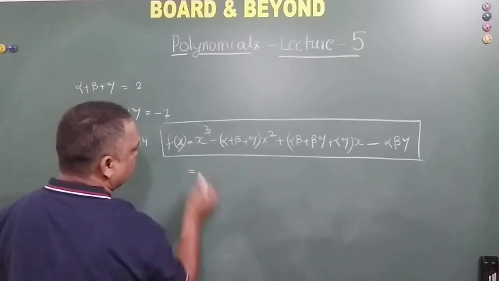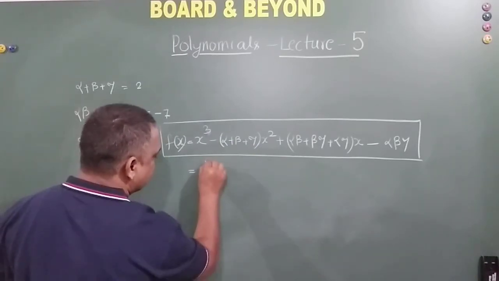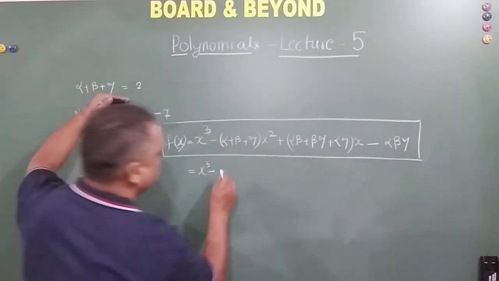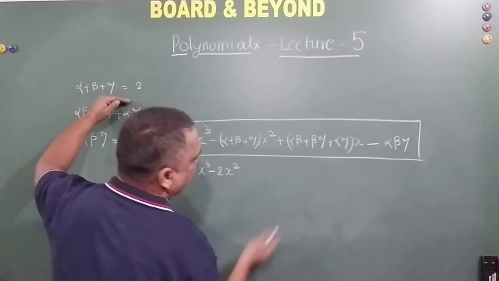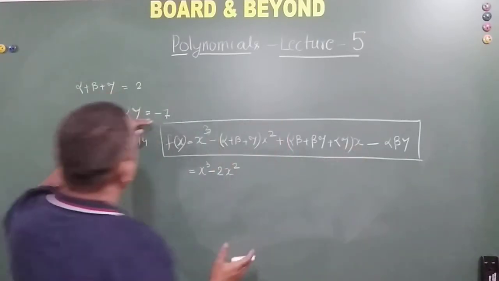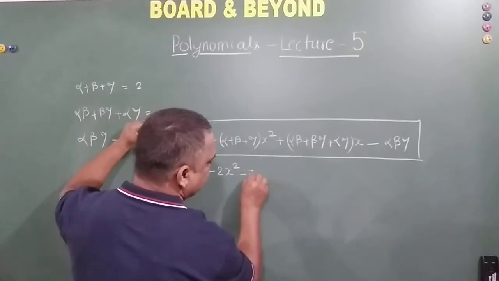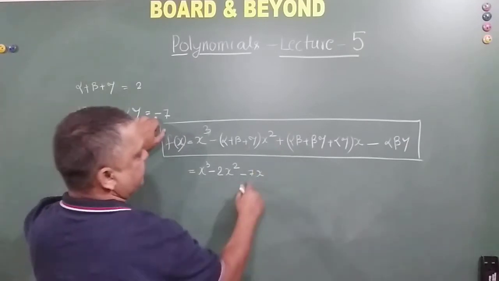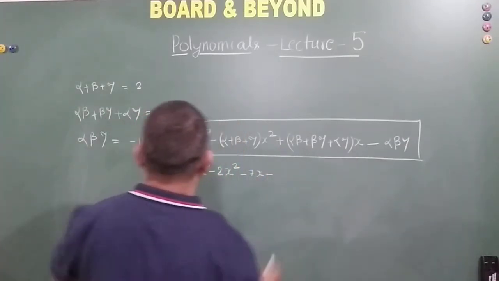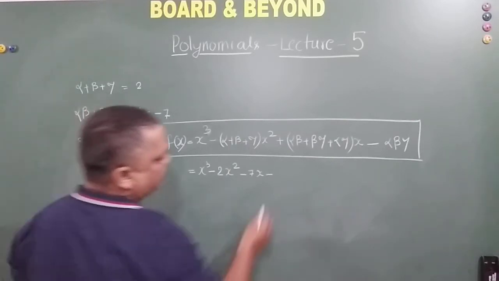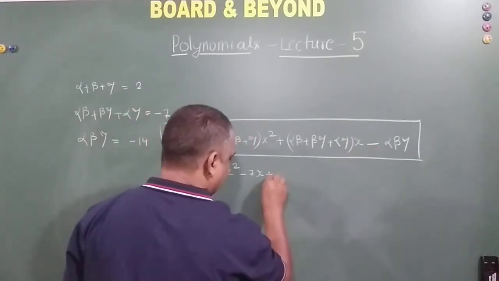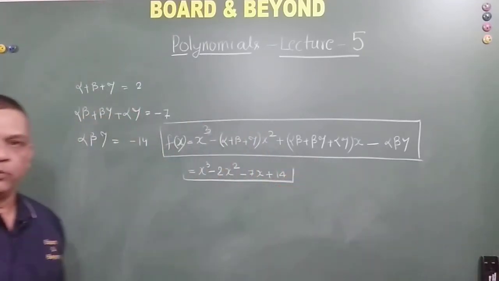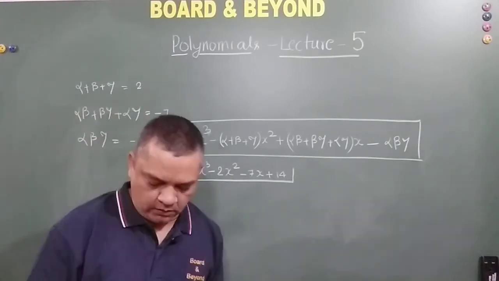Okay, so now we leave x cube as it is. Now alpha plus beta plus gamma is given to be 2, right? So this becomes 2x square. Now this value is given to be minus 7. So this becomes minus 7 into x. I hope you all agree, because this plus into minus is minus and x will remain as it is. This is given to be minus 14. So minus into minus becomes plus and this becomes 14. So friends, this is the required cubic polynomial which we were being asked for.